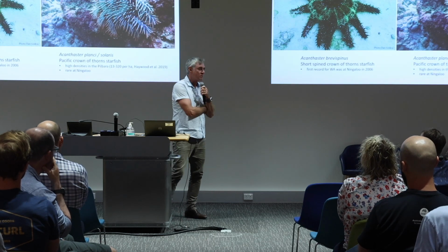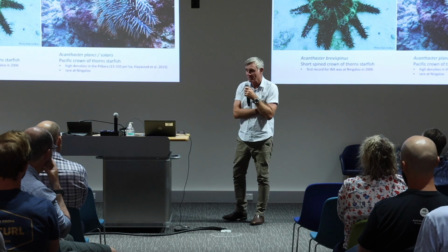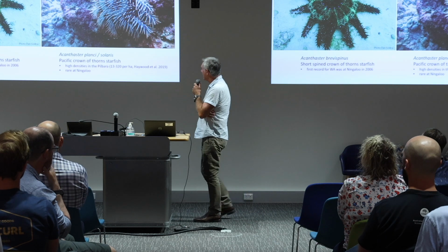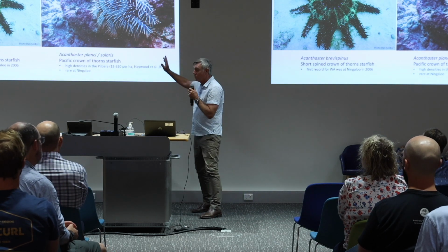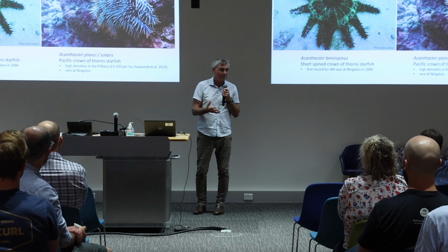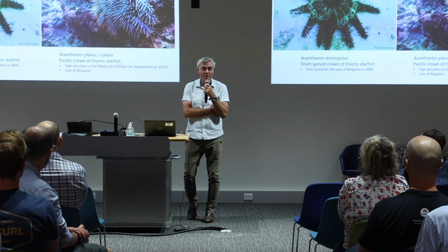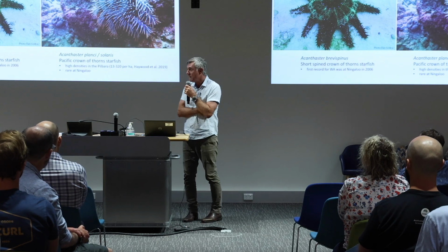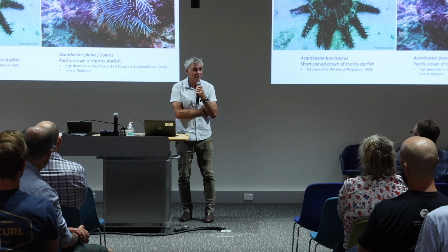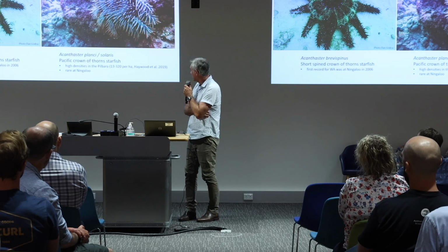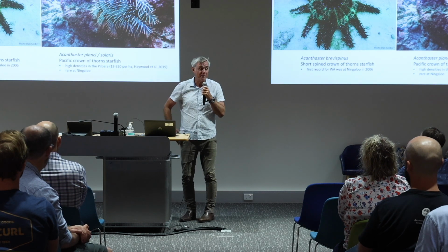So there are two types of crown-of-thorns starfish. Well, there are actually about five species, but there are two main types. The Pacific crown-of-thorns starfish is the one that's notorious for cycles of coral mortality on the Great Barrier Reef and elsewhere in the Indo-Pacific. And they occur in high densities up in the Pilbara, and we've done some work on that in the past. They are rare at Ningaloo.